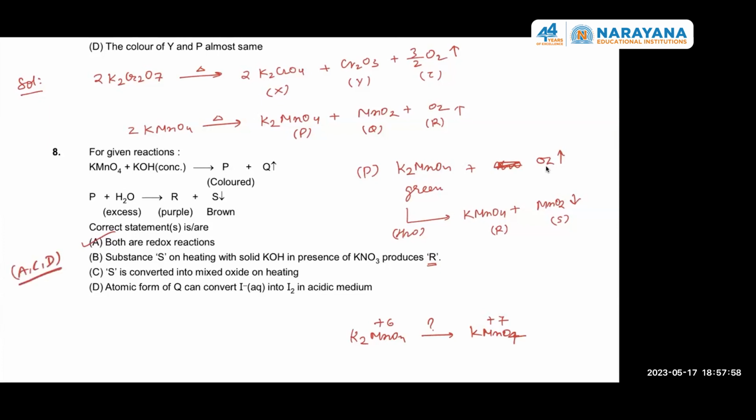Okay, fine. Any doubt here? So basically, we have to check that the colored compound is forming K2MnO4 and then that disproportionation is taking place into R and S. Once we identify the compounds, we can solve each and every statement.